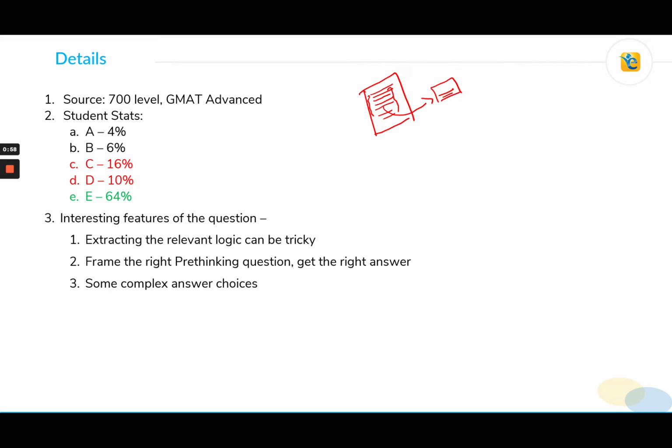Now, if you have extracted the logic correctly, then you will see the magic that prethinking can do for you. This is a classic example of a question where if you take some effort to understand the logic, and if you frame the correct question, you will arrive at the correct answers. There is no way you will not arrive at the correct answers. We're going to see that in action as well.